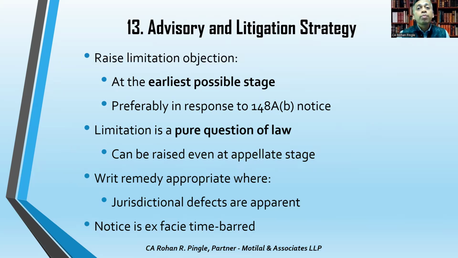So limitation is a pure question of law. As I said, it can be raised even at the appellate stage, but early assertion is preferable. So don't wait till the appeal. You can raise it as early as you can, and whenever any notice is received, we must have a structured checklist for this. So a writ jurisdiction is appropriate where the notice is ex facie time barred, and strategic silence may prejudice the case.